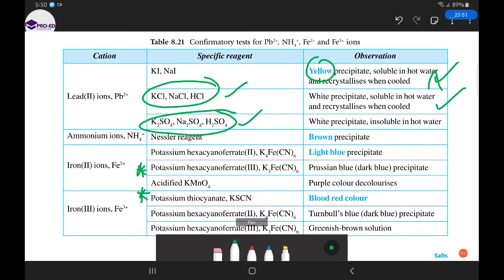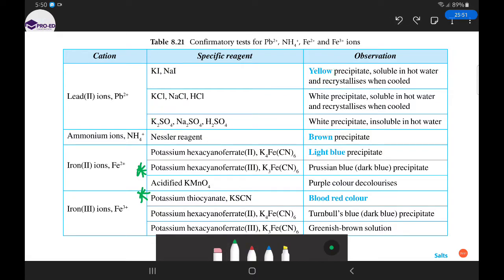Okay, so these two are the best to use, because both of them are soluble in hot water and they'll recrystallize when cool. However, this one is the best because why? You can get a nice yellow color precipitate. It's a double confirmation, and if you can't do these two, only then as a last resort will we use the third one, sulfate, because it's a white precipitate.